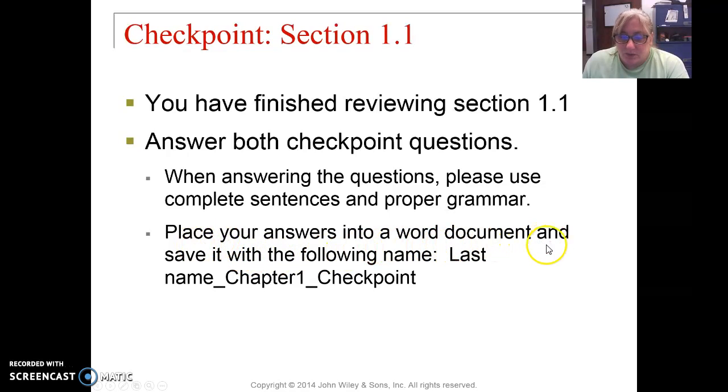Place your answers in a Word document and save it under the following name: your last name, then chapter 1, then checkpoint. And you're going to do this throughout the entire chapter. You'll be saving more and more checkpoint questions, and then you will send these checkpoint questions to my Dropbox on Moodle, okay?